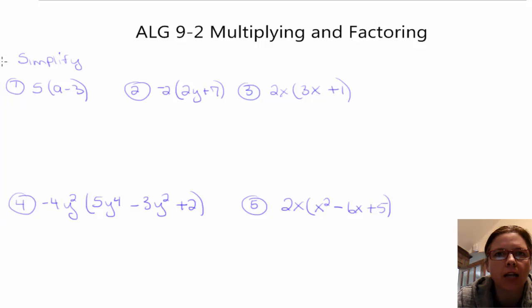All right, today we're going to do 9-2 multiplying and factoring. So this is just the beginning of factoring. But on these first few, we're just going to multiply. On these, you're just going to do the distributive property. On number 1, this is 5 times a minus 3.